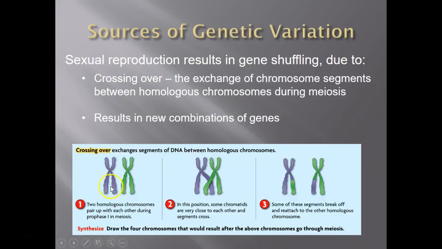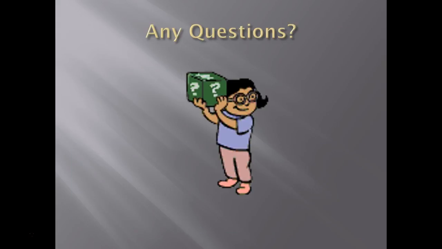So you can see in this diagram, again, we have one chromosome from mom, one chromosome from dad. Crossing over takes place, pieces exchange and reattach, and so that is why it's called recombination, and results in gene shuffling. So that's it for that target.